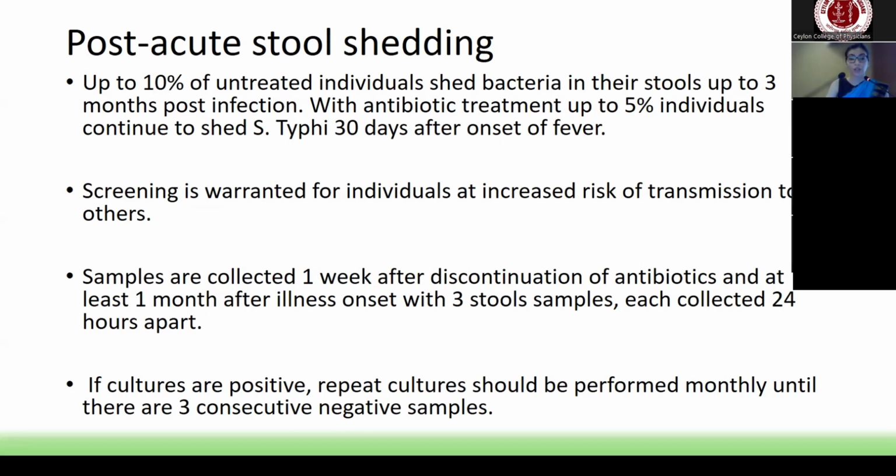Samples are collected 1 week after discontinuation of antibiotics and at least 1 month after illness onset, with 3 stool samples, each collected 24 hours apart. If the cultures are positive, repeat culture should be performed monthly until there are 3 consecutive negative samples.